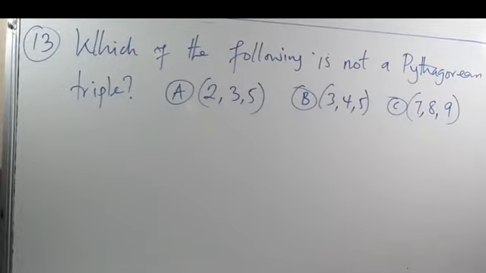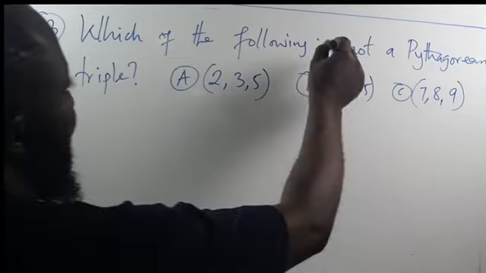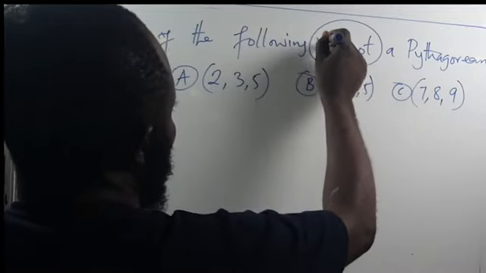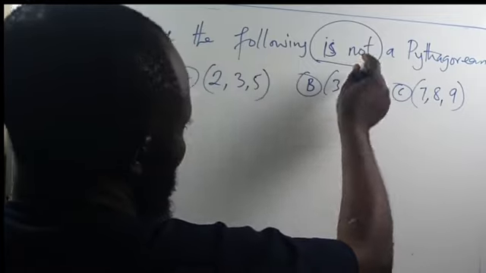So this topic is on Pythagorean triple. The question asks us to find which of the following is not a Pythagorean triple. So which one of them is not a Pythagorean triple? Sometimes you have to be very careful of this. The question is "not". Some will be "is". So take note of this.